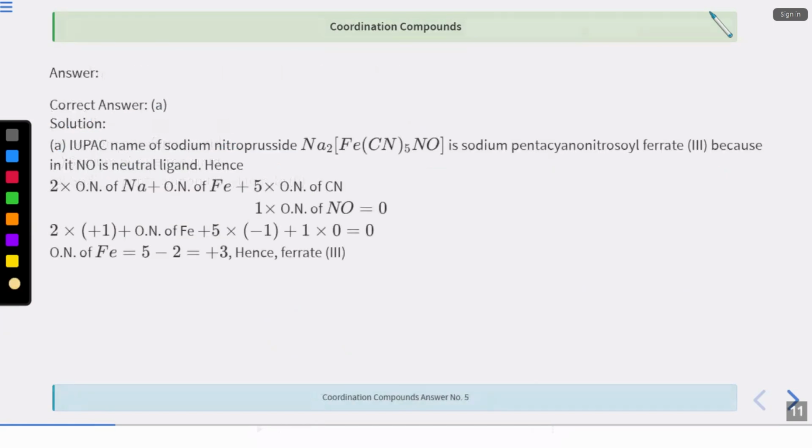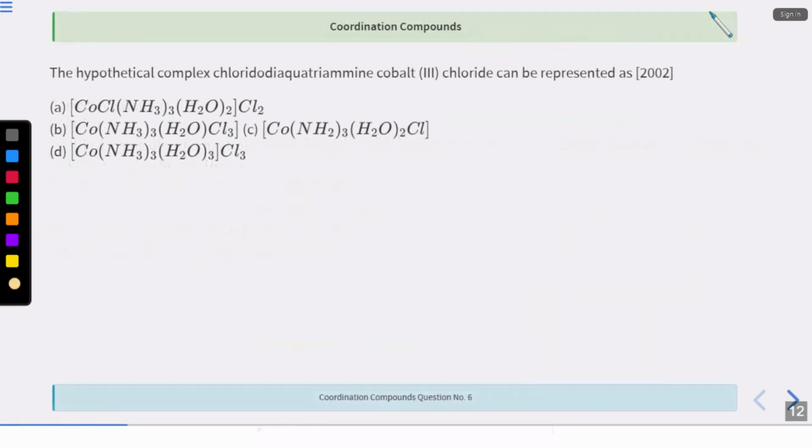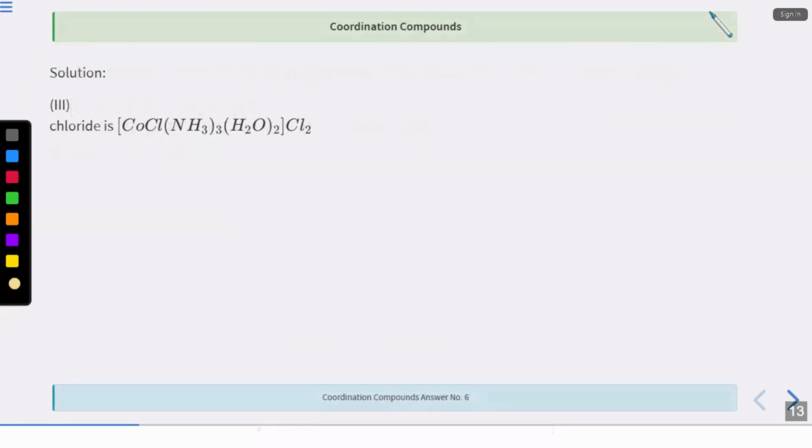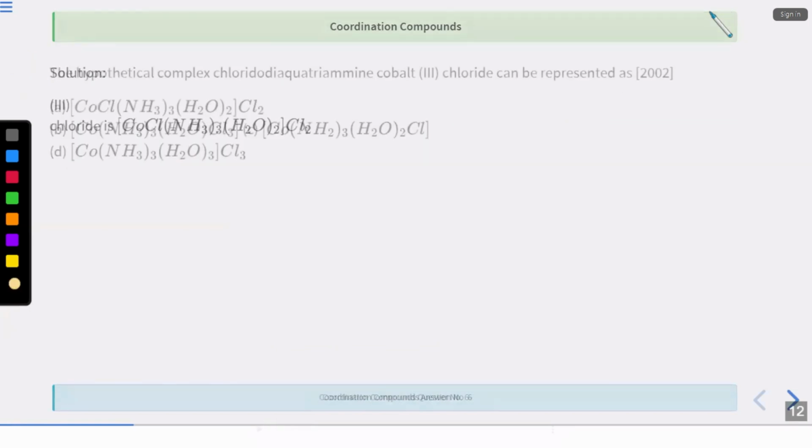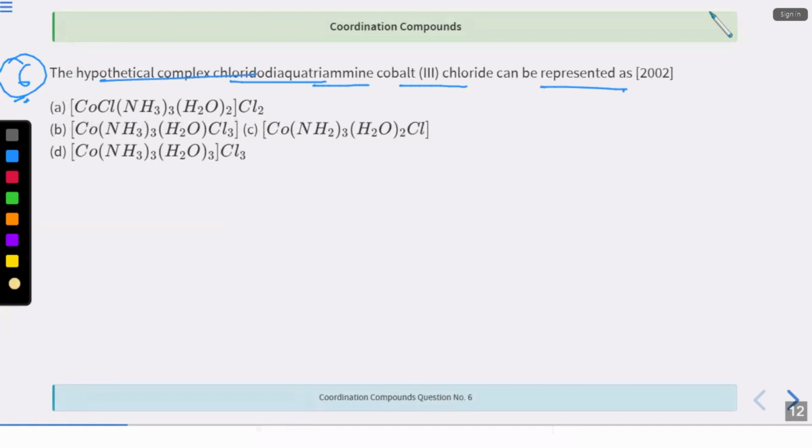So moving ahead with question number 6. The hypothetical complex chloro-diaqua triamine cobalt chloride can be represented as what? Okay. So it is chlorido, diaqua, triamine, cobalt chloride.